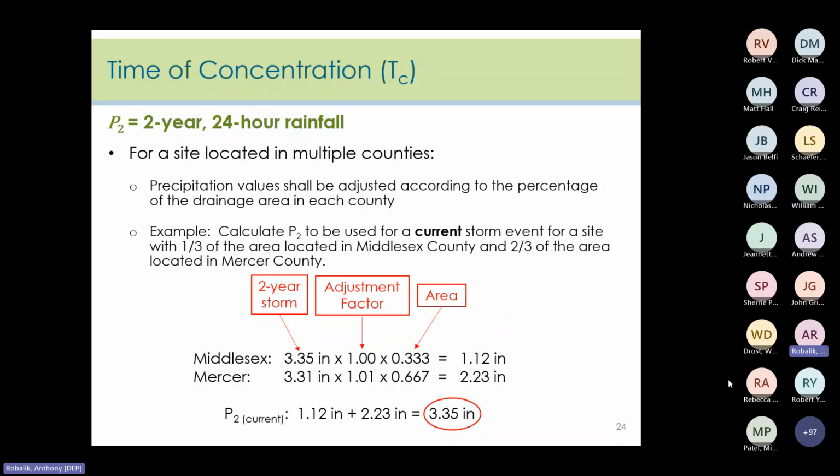So then our final step is to perform the area weighted average. Since 1/3 of our site is located in Middlesex County, we would multiply that adjusted rainfall depth by 1/3. And we would do something similar for Mercer County, multiplying the Mercer County adjusted rainfall depth by 2/3. And summing those values together, this results in a P2 value for current storm events of 3.35 inches.